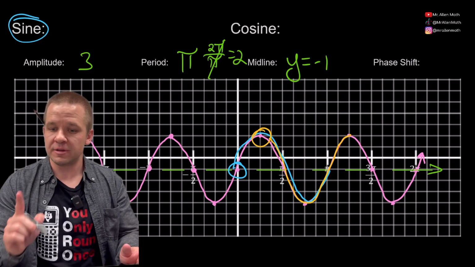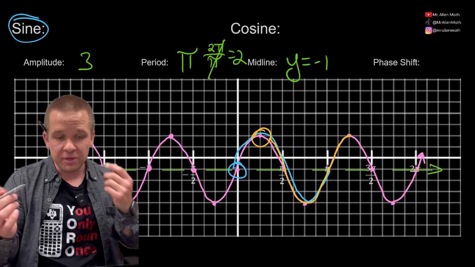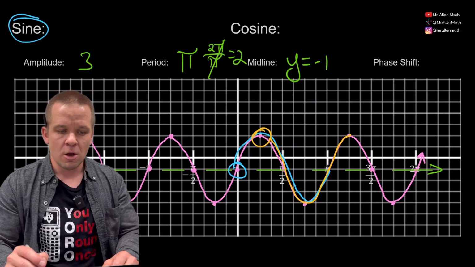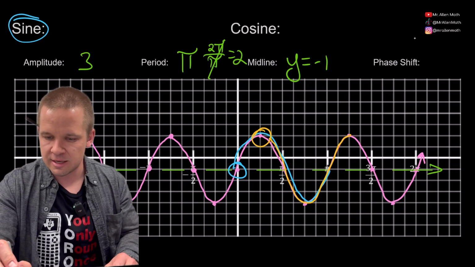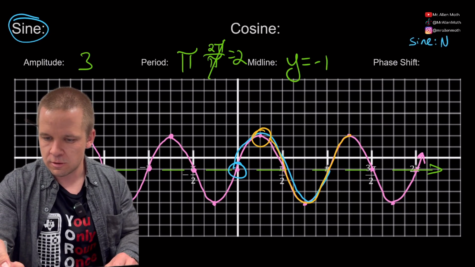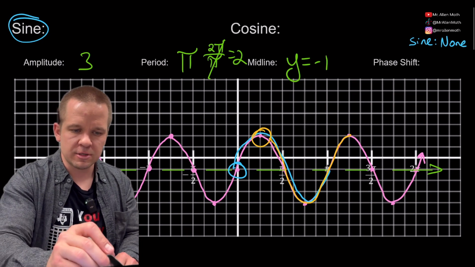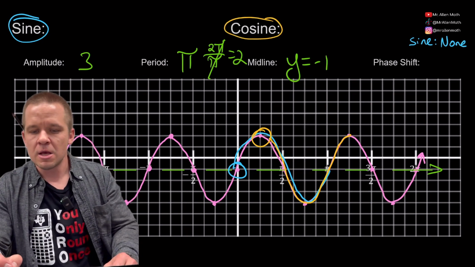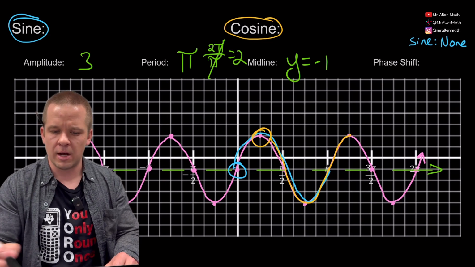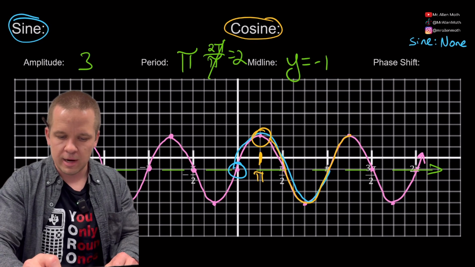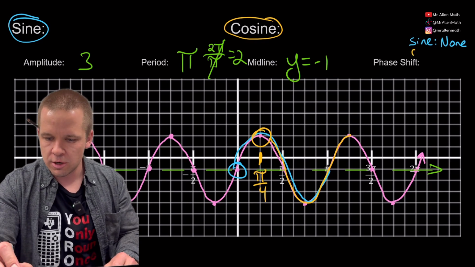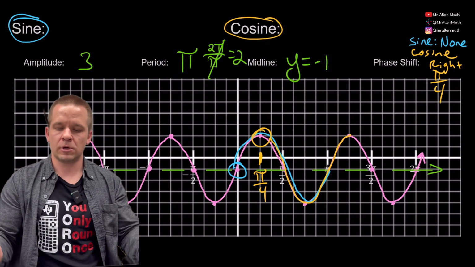And then how about my phase shift? This is where things change depending on the equation that we're working with here. Well, for sine, which I did in light blue, no phase shift. So I'll say sine, none. And then how about cosine? Cosine's in yellow. I'll circle that actually. Cosine, I have to go to the right by how much? Well, this right here in between the 0 and pi over 2, I'm going to the right pi over 4. So we'll say cosine is right pi over 4.